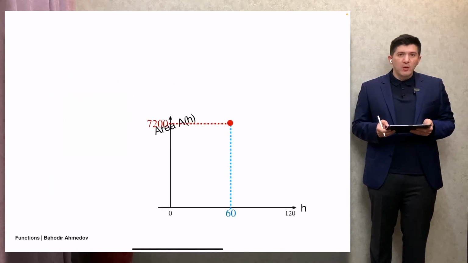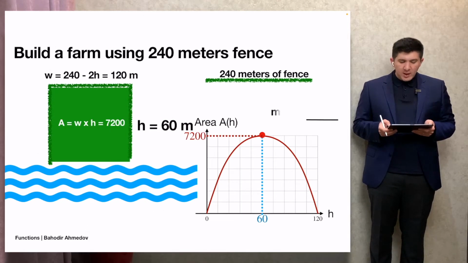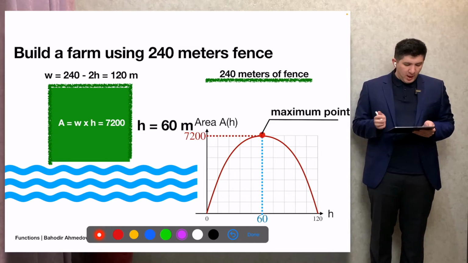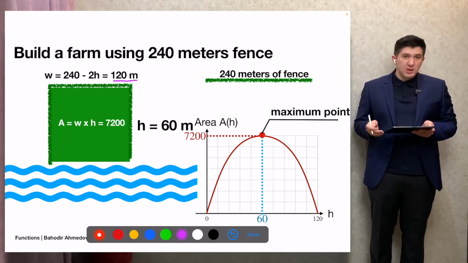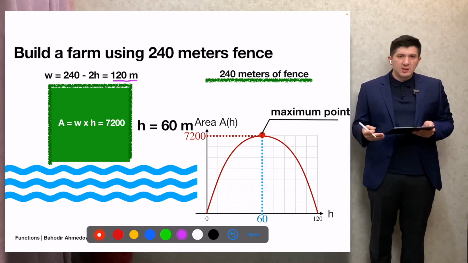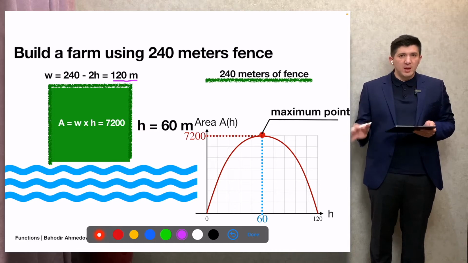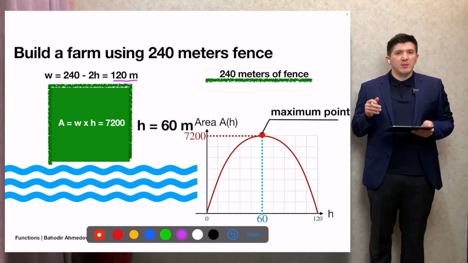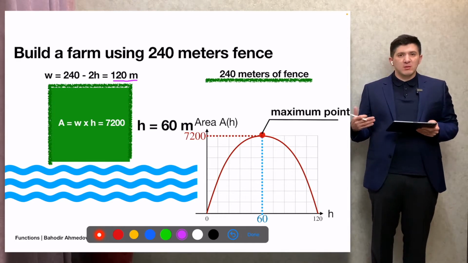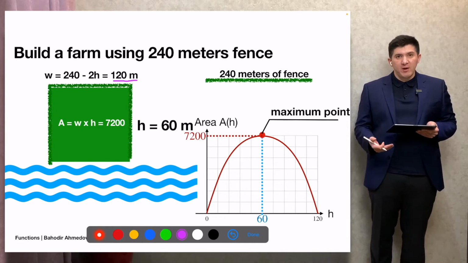And now we know what the maximum value is. So if the farmer chooses the height to be equal to 60, and consequently the width to be equal to 120 meters, then the sum of the three sides is going to be equal to 240 meters, and the area is going to be maximized. So this is one of the cool examples of using quadratic functions in real life, where we can maximize things.